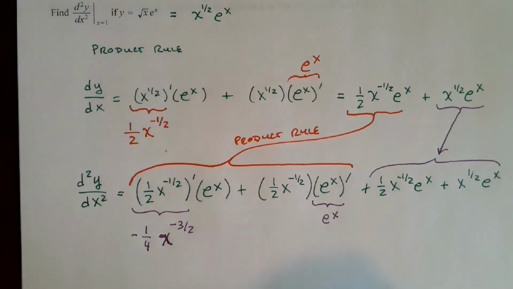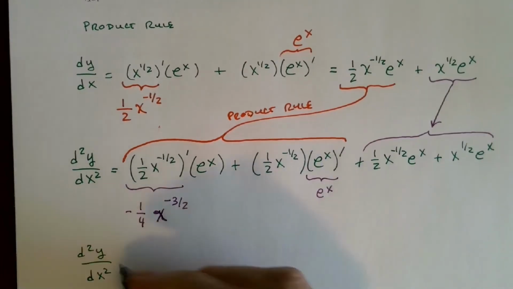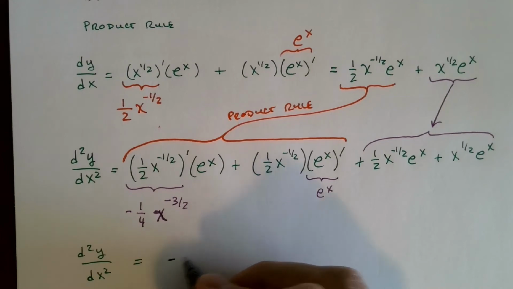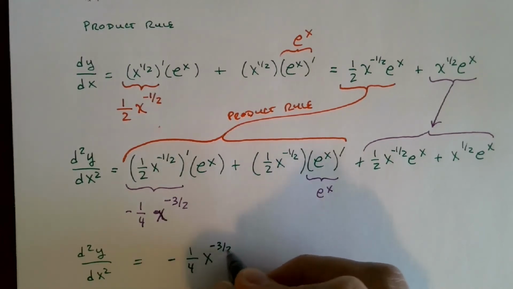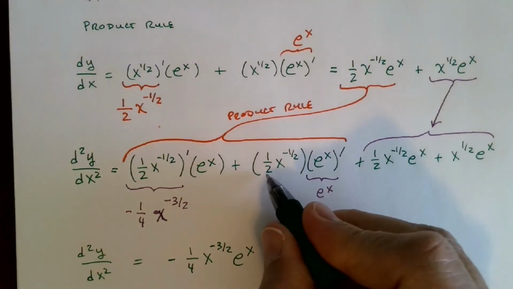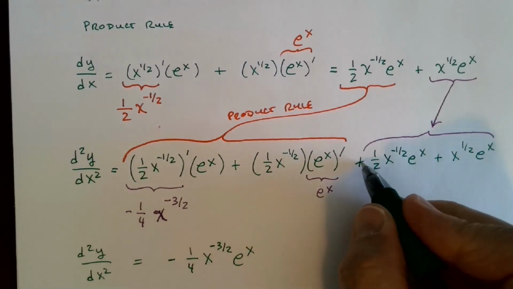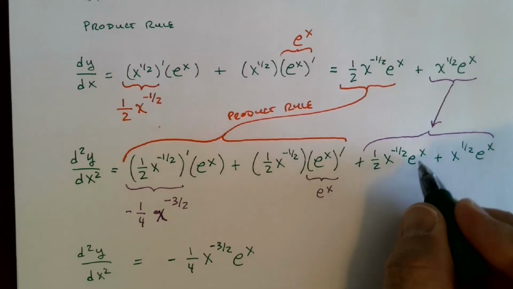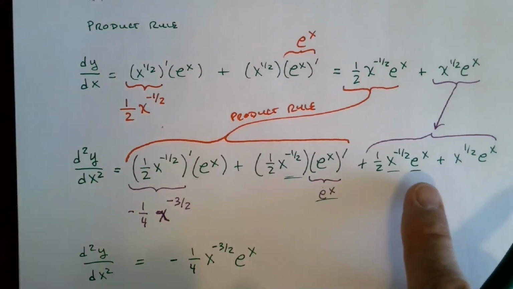Okay. So let's clean this up a little bit. The second derivative of y with respect to x, I'm going to do a little simplifying as I go. It's negative 1/4 x to the negative 3/2 e to the x, and then I've got plus 1/2 x to the negative 1/2 e to the x plus 1/2 x to the negative 1/2 e to the x.